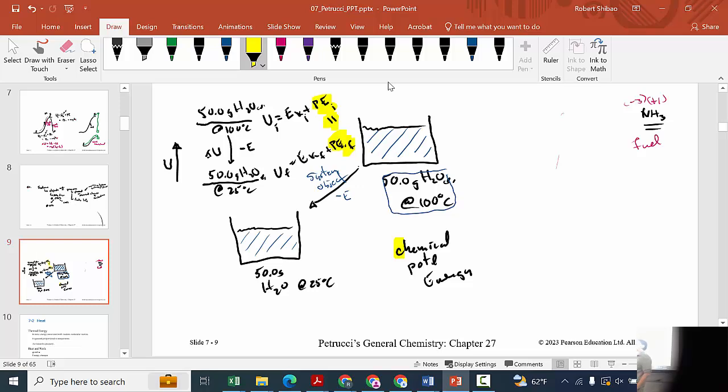The only thing that happens is that since the potential energy doesn't change, the only thing that can happen is the kinetic energy changes. If the kinetic energy changes, then it either gets hotter or it gets colder. And so objects are either going to heat up or cool down. In this case, the object is cooling down. Our system is 50 grams of water. The 50 grams of water cooled down.